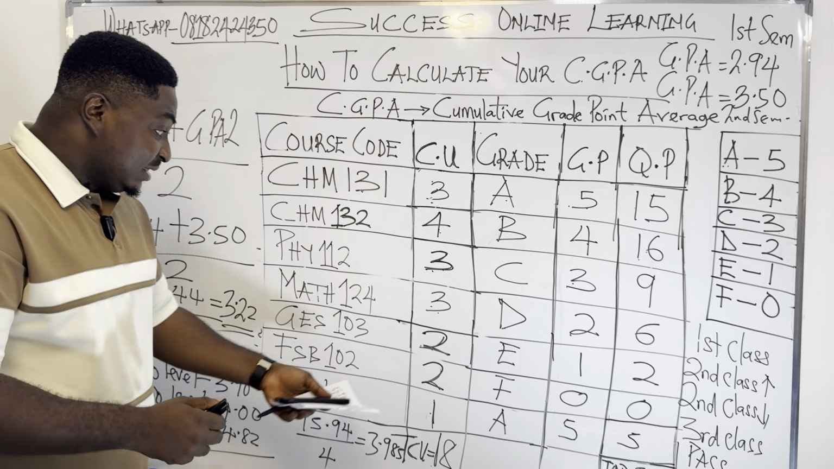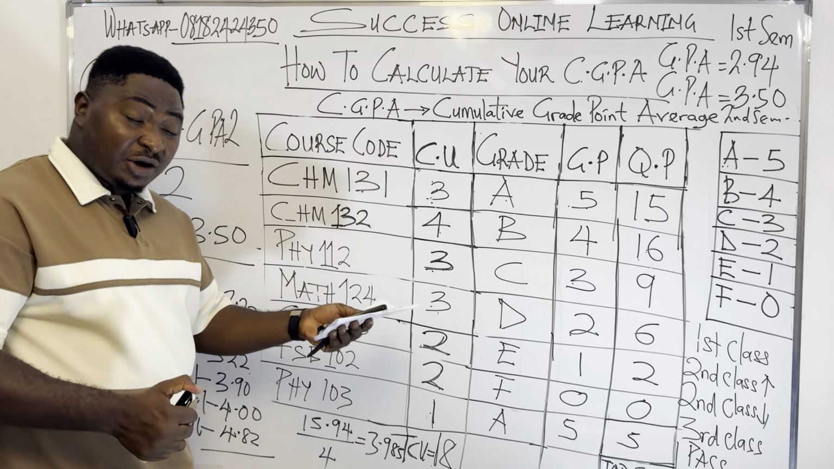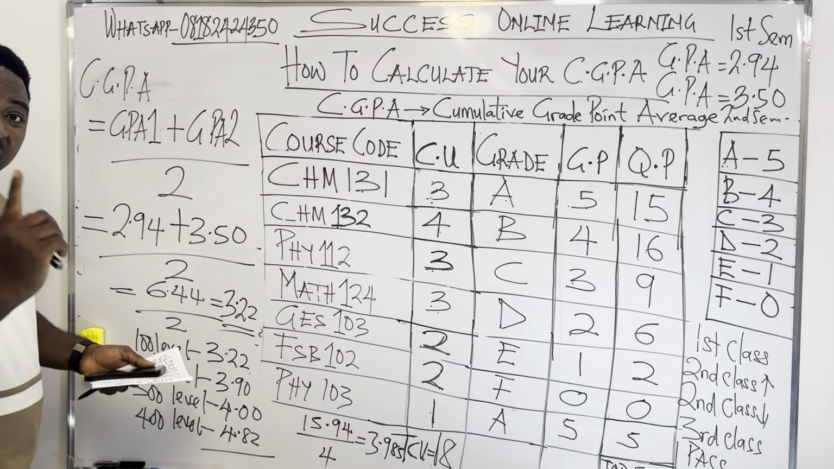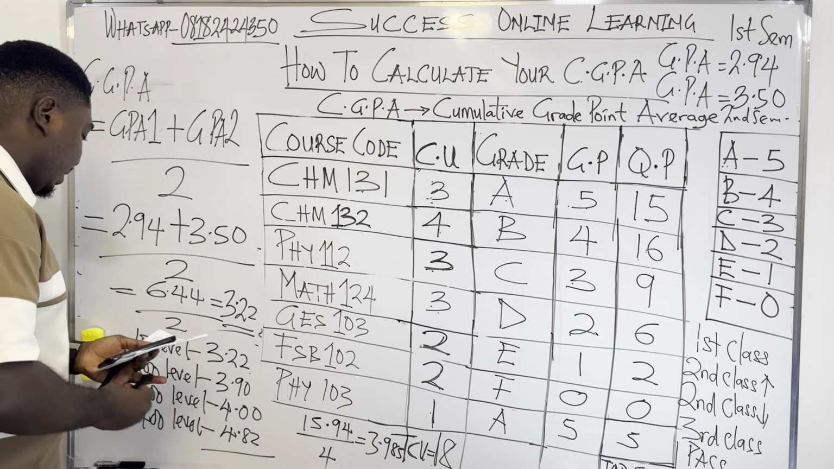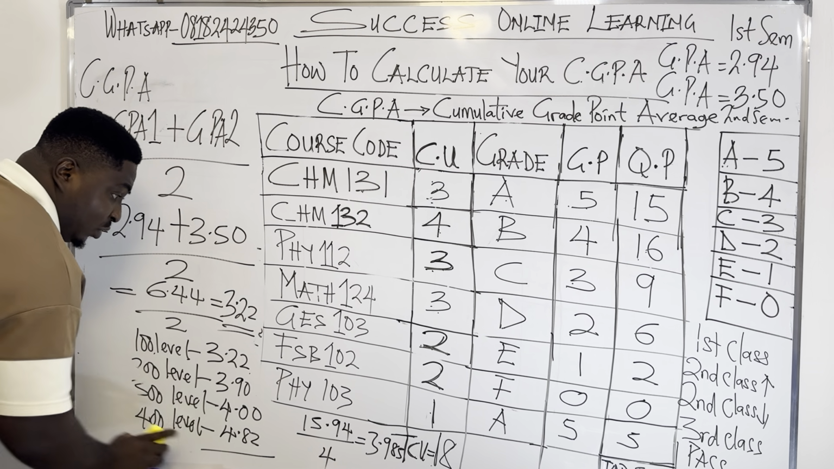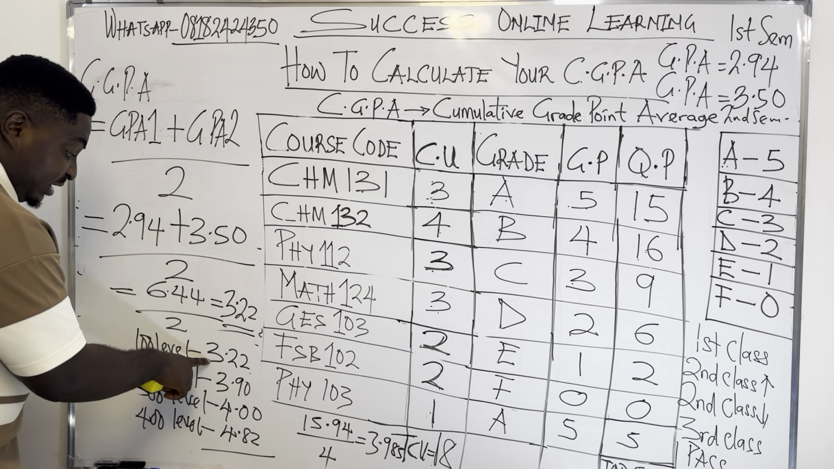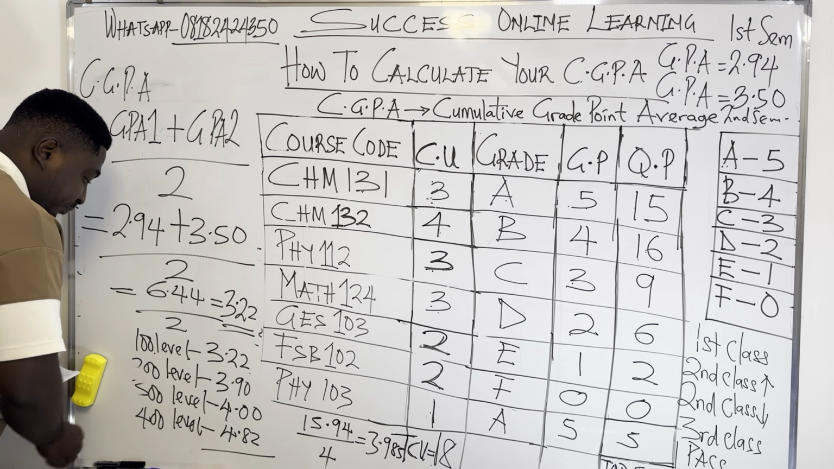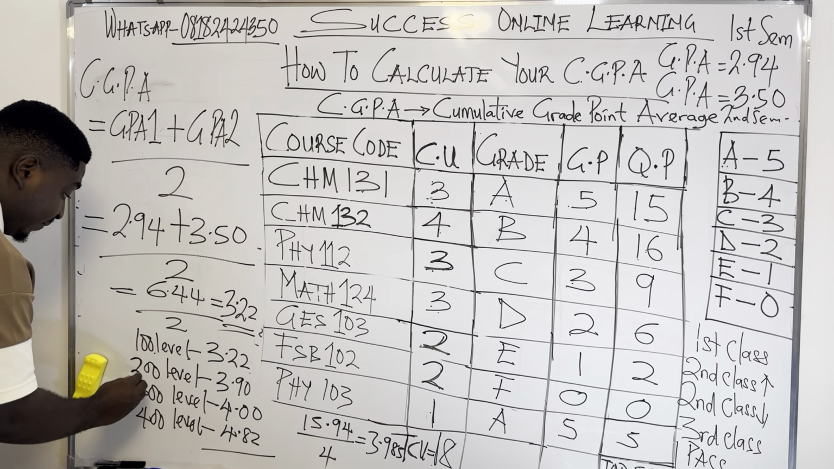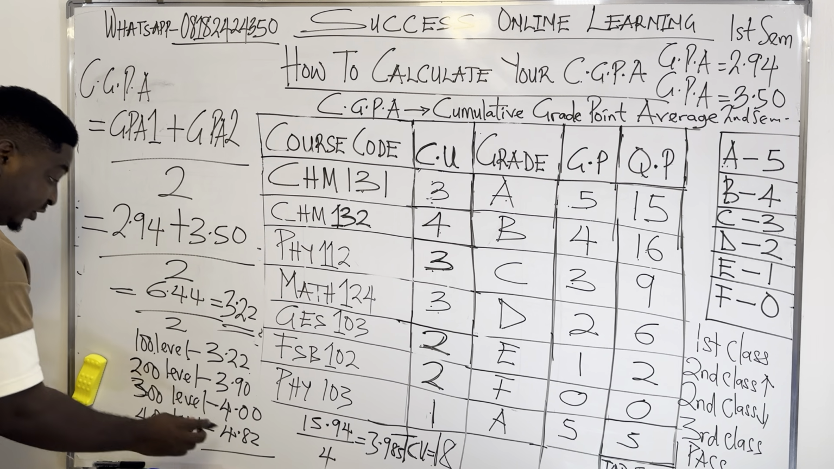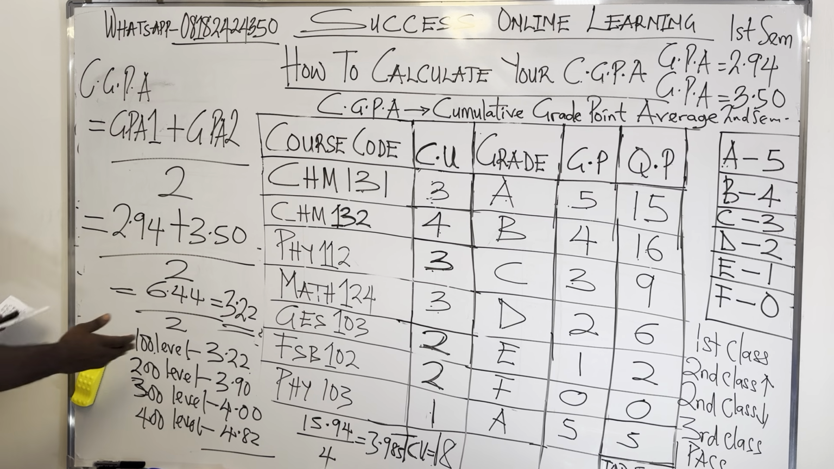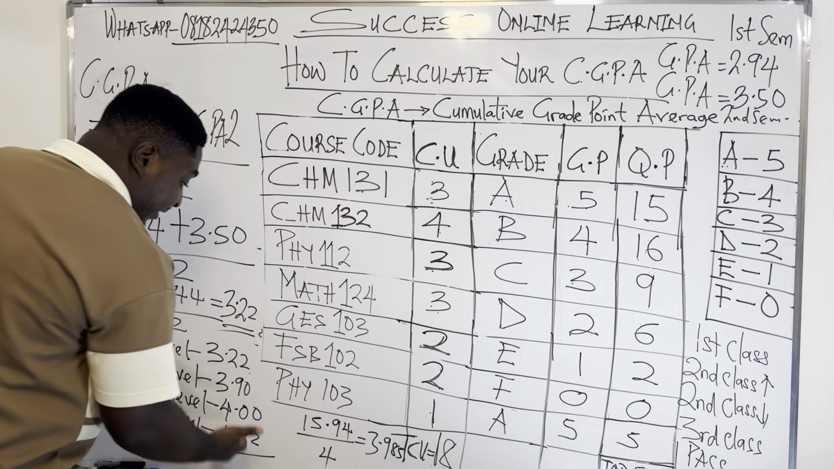I'll tell you why this CGPA is very important. I'll tell you the reason why you should not fail more than 1 or 2 courses. So please stay tuned. Now, this person came out with a 3.985 CGPA after adding up the 100 level, the 200 level, the 300 level, the 400 level. Add it together, you get 15.94 divided by the 4 years.